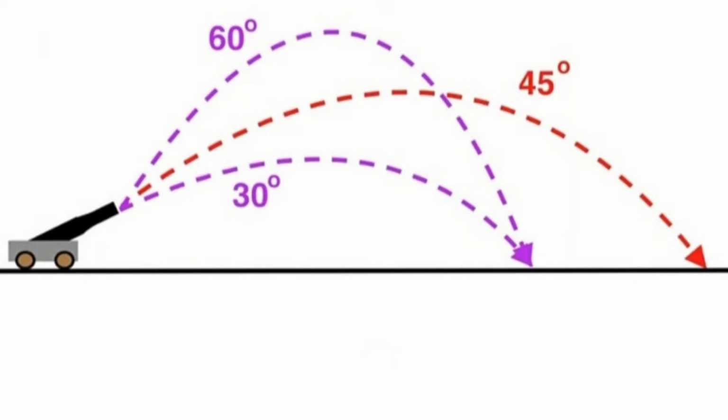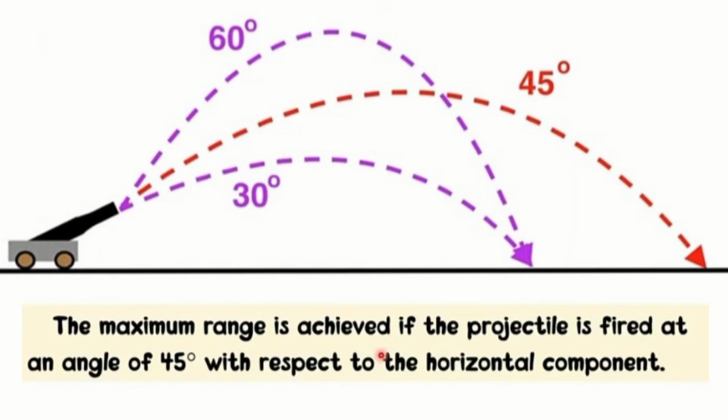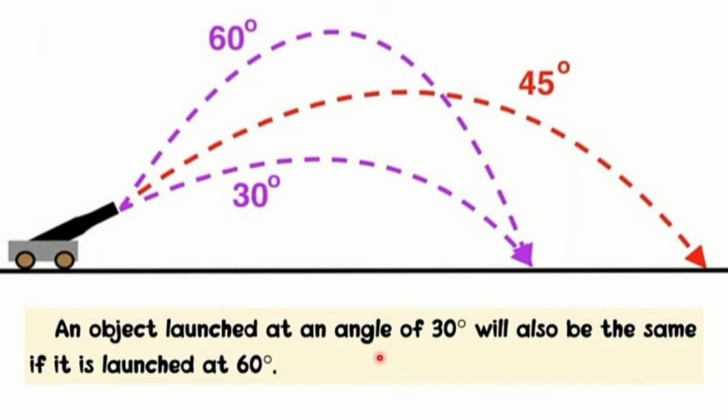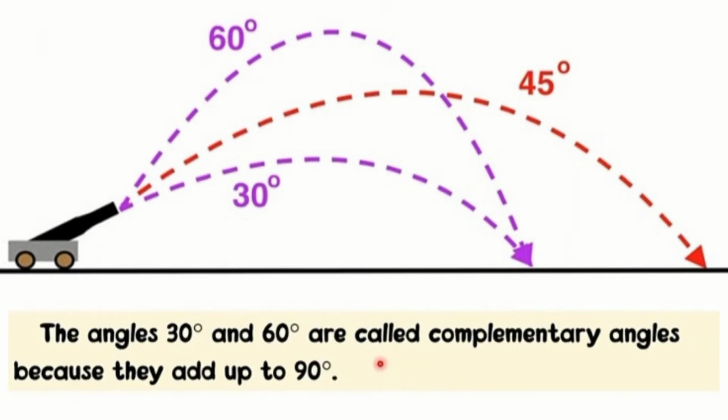To sum it up, the angle of release affects the range and height of a projectile. The maximum range is achieved if the projectile is fired at an angle of 45 degrees with respect to the horizontal component. An object launched at an angle of 30 degrees will also have the same range if it is launched at 60 degrees. The angles 30 degrees and 60 degrees are called complementary angles because they add up to 90 degrees.